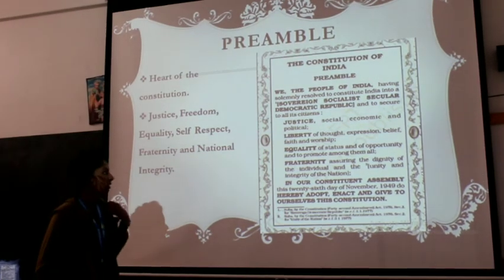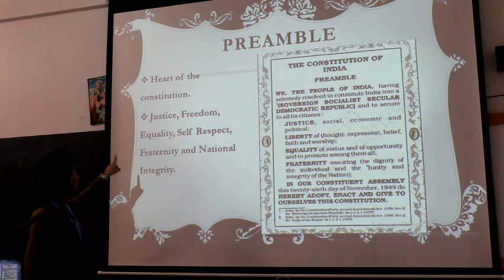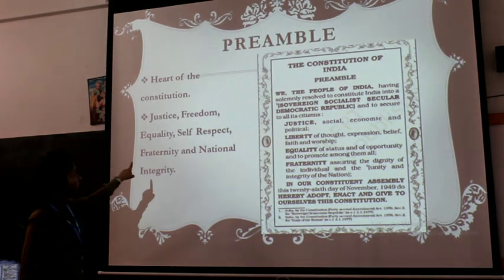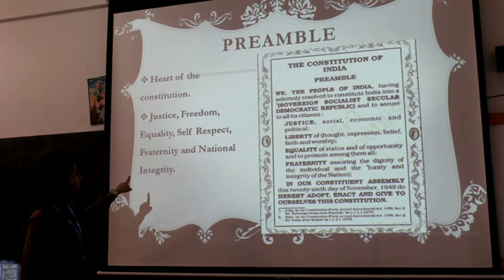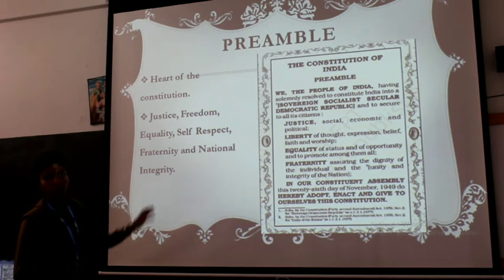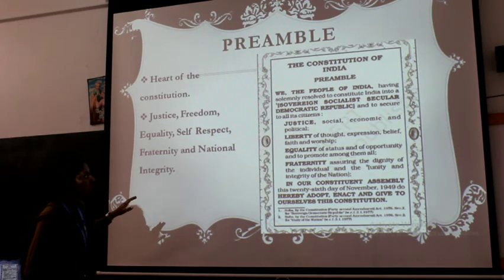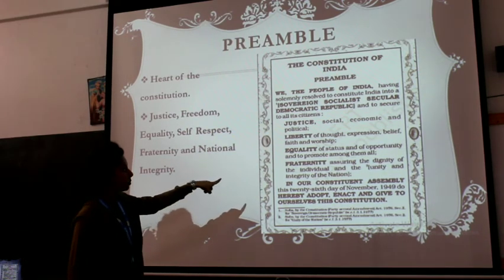Okay, it speaks exactly what our country requires. So what it talks about: justice, freedom, equality, self-respect, fraternity and national integrity. Everything put together forms the preamble. Okay, this is basically a short format of the constitution. Alright, now we can see the preamble here. I put a picture here.